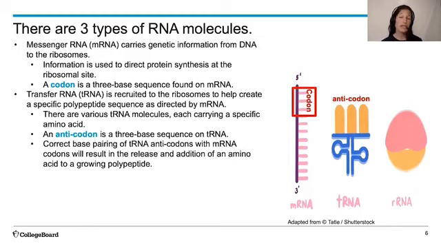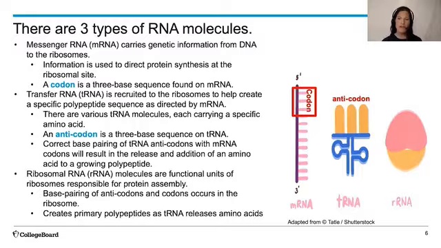The second one is transfer RNA, or tRNA, and that is recruited by ribosomes, which are going to help create a specific polypeptide as directed by the mRNA. Each tRNA carries a specific amino acid, and there's a sequence on the tRNA called the anticodon, which is a 3-base sequence in that tRNA. The correct base pairing of the tRNA anticodon with the mRNA codon is going to result in the release or addition of an amino acid to the growing polypeptide. So we need that codon-anticodon pairing.